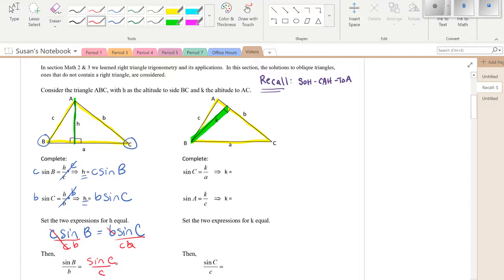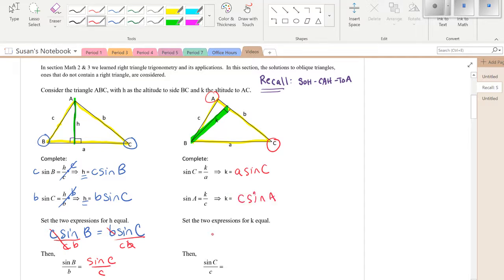We can also do that for this triangle over here. The sine of C is equal to opposite over hypotenuse, which is a, so the sine of C is equal to k over a. If we solve for k, we get a times the sine of C. If we solve for the sine of A, which is k over c, and solve for k, we get c times the sine of A.